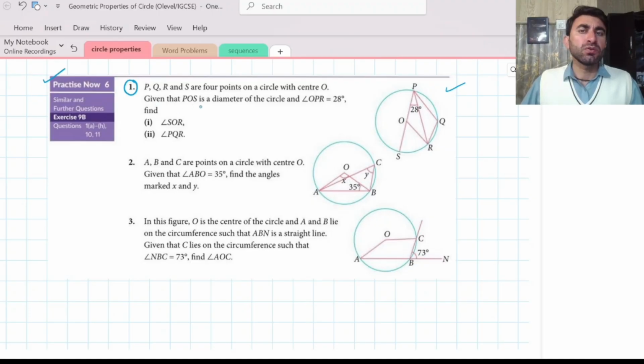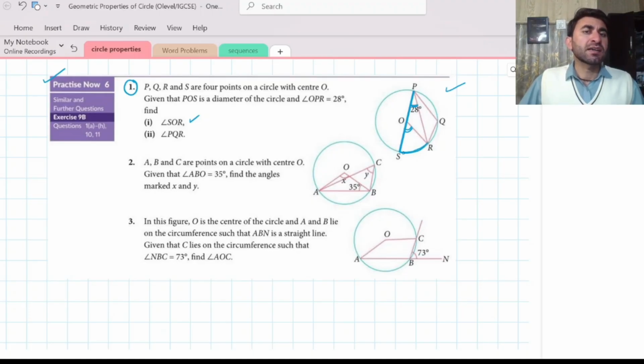Given that POS is the diameter of the circle and angle OPR is 28 degrees, we can see POS over here and the 28 degree angle is mentioned over here. Find angle SOR. This angle SOR is formed over here in the diagram, and we have to figure out this angle. So first, see that this angle is subtended by the arc SR.